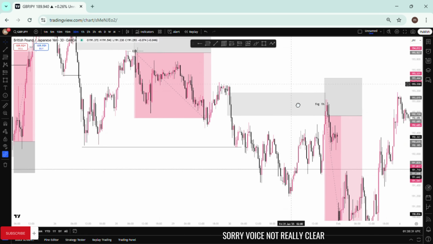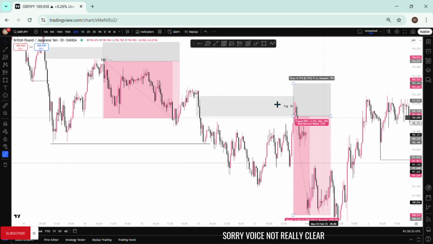Okay, so here's another fair value gap I got, but you can see I put fair value gap 1 hour. This is the 30 minutes time frame. So let's move to the 1 hour time frame and check it out.